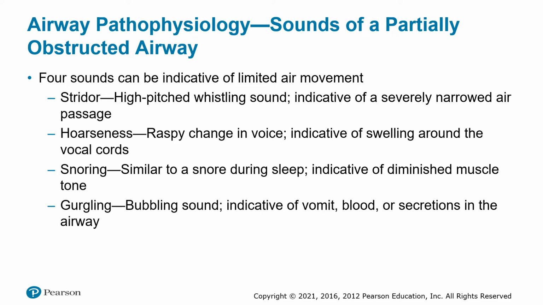So four sounds can be indicative of limited air movement. They are stridor, hoarseness, snoring, and gurgling. Stridor is that high-pitched whistling sound. It is indicative of a severely narrowed air passage. Hoarseness is a raspy change in voice, indicative of swelling around the vocal cords. Snoring, similar to a snore during sleep, is indicative of diminished muscle tone. Gurgling is a bubbling sound. It's indicative of vomit, blood, or secretions in the airway.